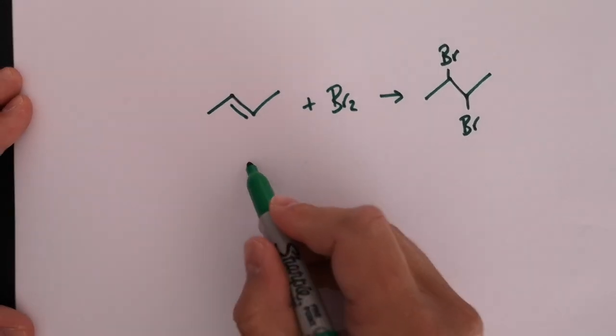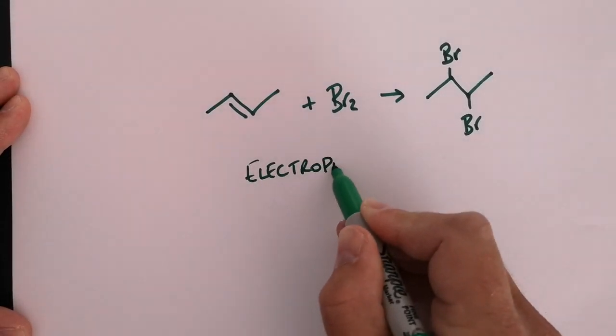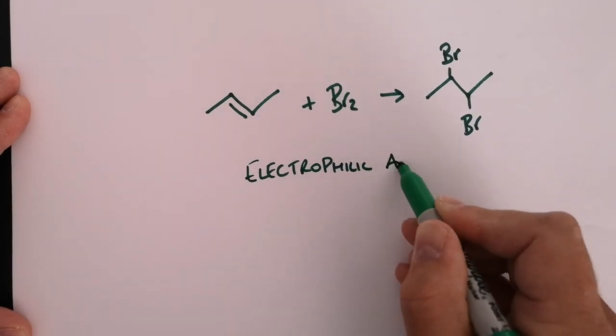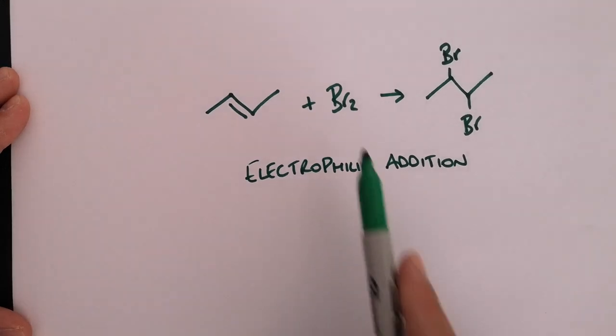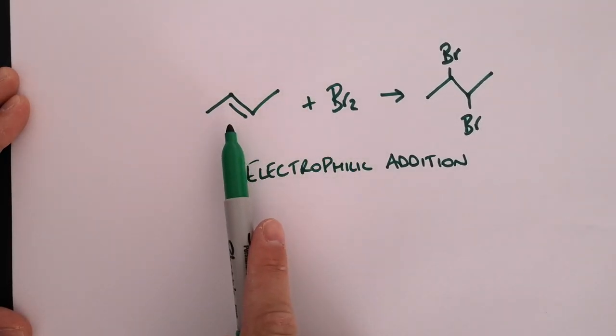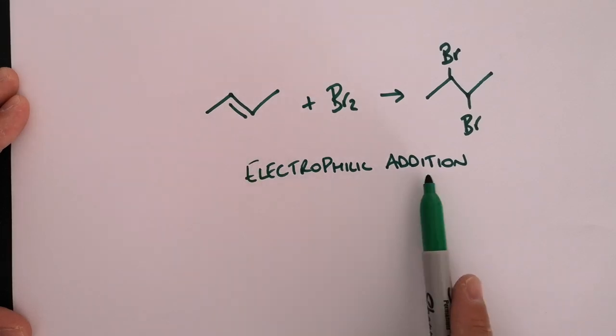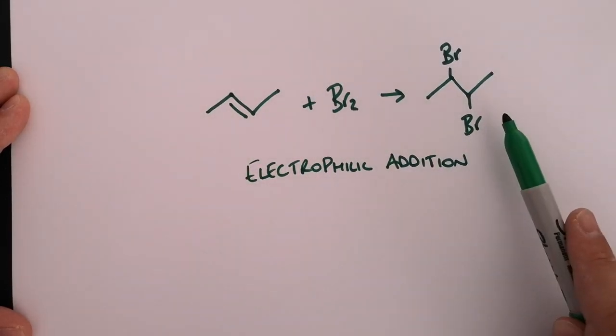And we should remember that this was electrophilic addition. It's electrophilic because the bromine is acting as an electrophile. It is attracted to the electron density of the double bond. And it's an addition because 2 things have been added together to make 1 product.